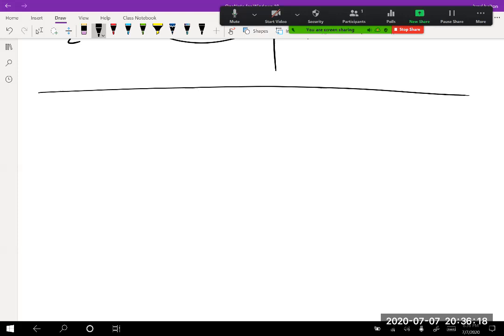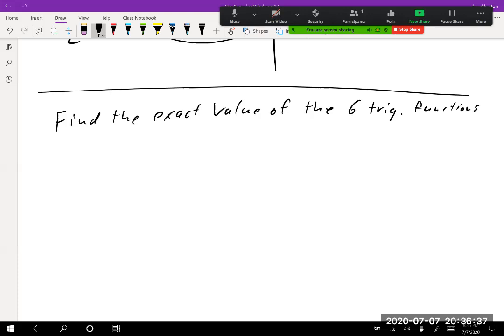This next thing is definitely a test level question. Find the exact value of the 6 trig functions. We're going to give you 210 degrees. A lot of times they describe angles in terms of theta equals, or they could call it t as well. Like we started off in this section, theta is 210 degrees.